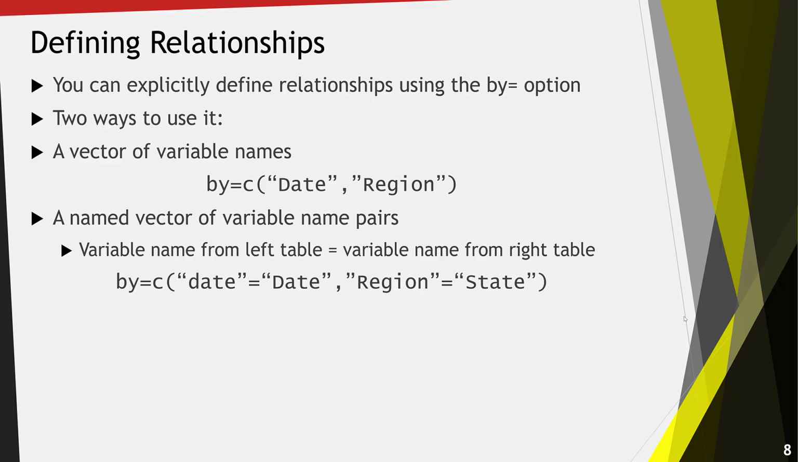So in this example that I have here, I'm specifying that the variable name with a lowercase d, date, in the left table should match values with the variable name date with a capital D in the right table, and values of the region variable in the left table should match values of the state variable in the right table.